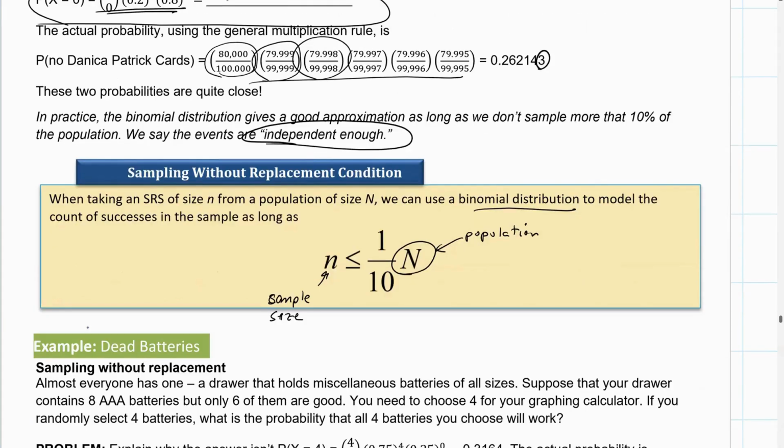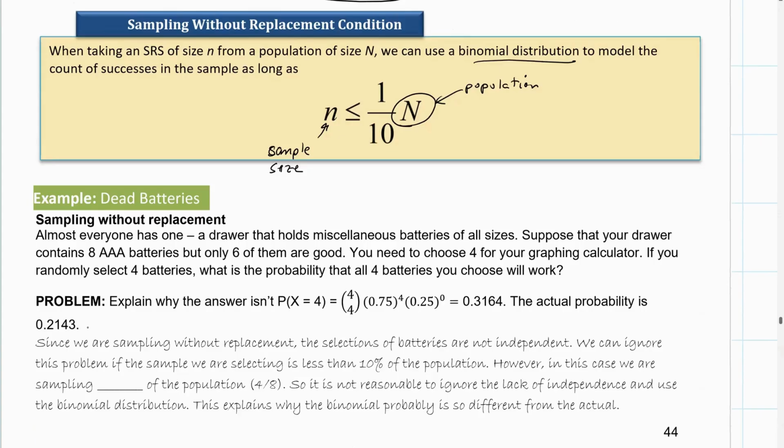Now, be careful. We really do need to meet this criteria, because if we ignore it and just go ahead, we might end up with this situation. Hey, there's 8 batteries in a drawer. We know that 6 of them are good, and we choose 4, and we hope our calculator works when we put those 4 batteries in.